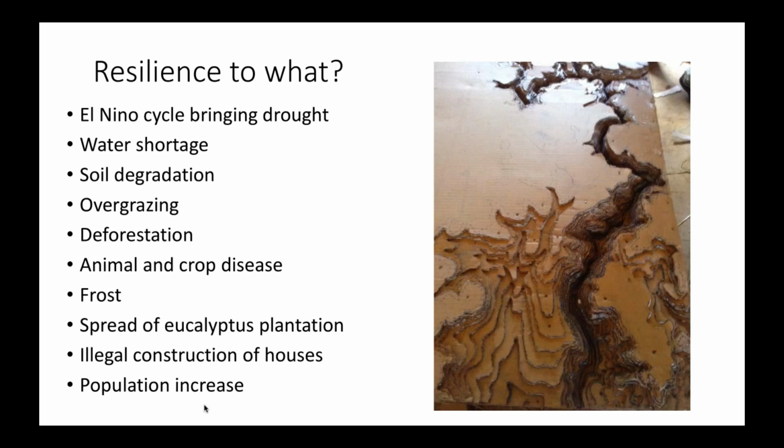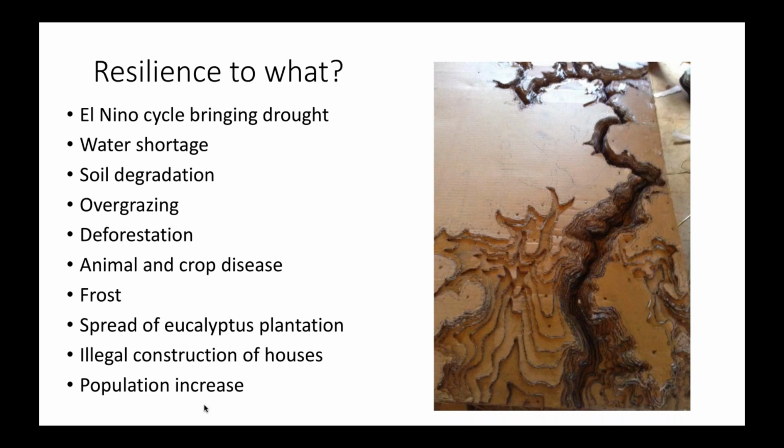The El Nino cycle bringing drought. I think previously it was every 10 years. Now it's occurring much more repeatedly. The 10-year gap is narrowing, so this is coming quite frequently. Water shortage is part of the problem. Soil degradation, we'll go into a little bit of detail. Overgrazing is also a problem.